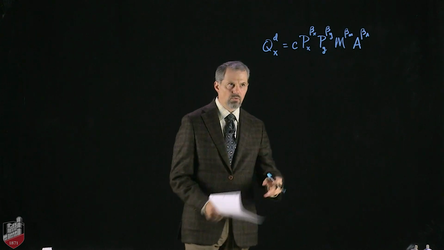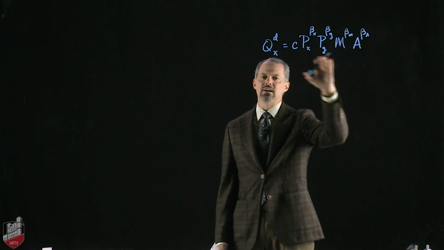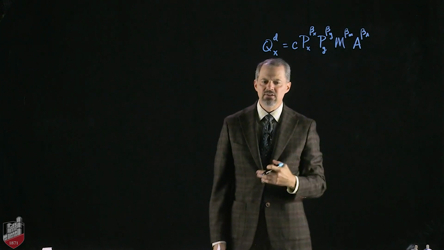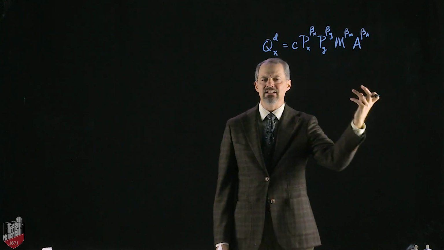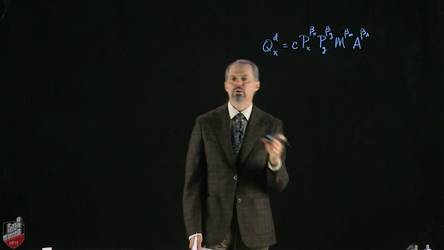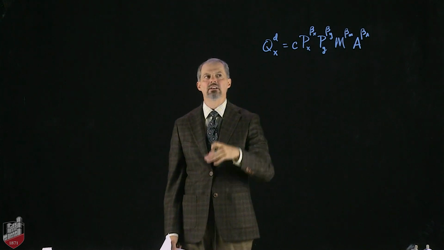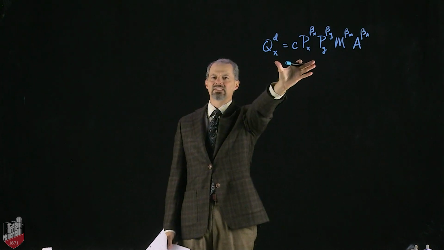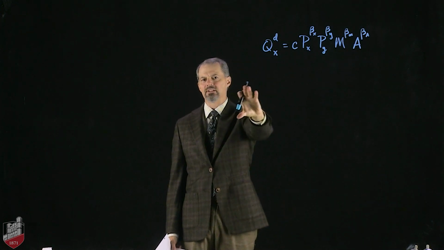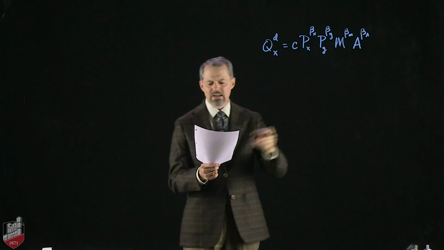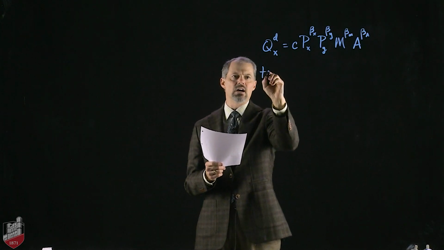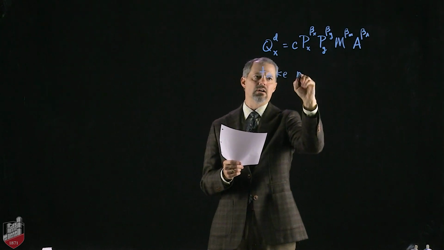Now, this would be very challenging to try to statistically estimate as it is, but what we can do is take a simple transformation of it, and we can turn it from something that's highly nonlinear into something that is actually linear. And the way that we do that is we take the natural log of everything. Take the natural log.